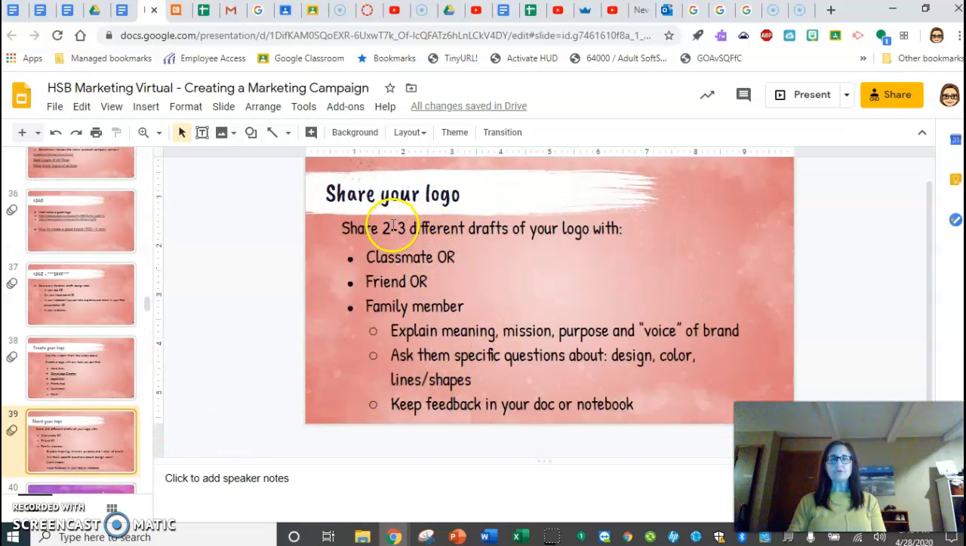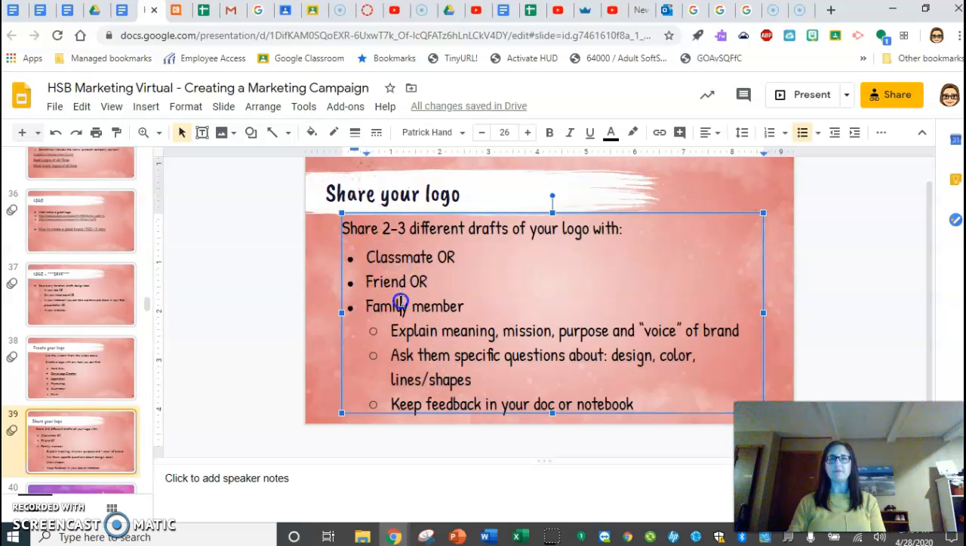So create 2 to 3 different drafts of your logo and share them with a classmate or a friend or a family member. Explain your mission, your purpose, your voice of your brand. Ask them specific questions like, what do you think about the design? What would you do differently? What color do you think looks good? And think about the psychology behind it and what your target market wants, the lines and the shapes of it, and then keep your feedback in your doc or your notebook. So that'll be part of your presentation as well.